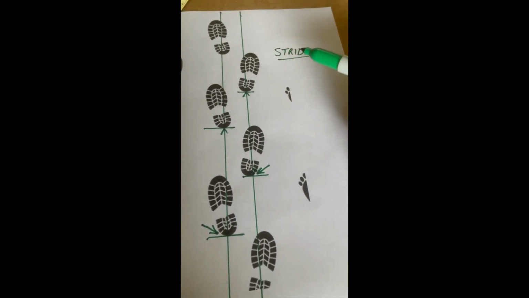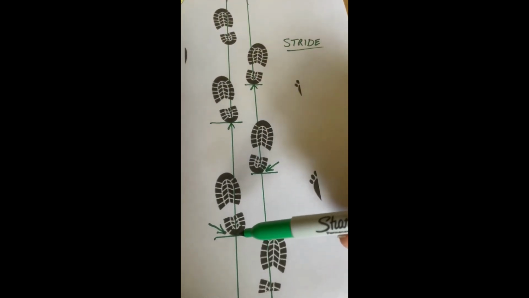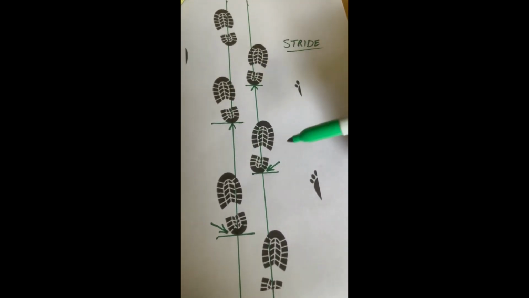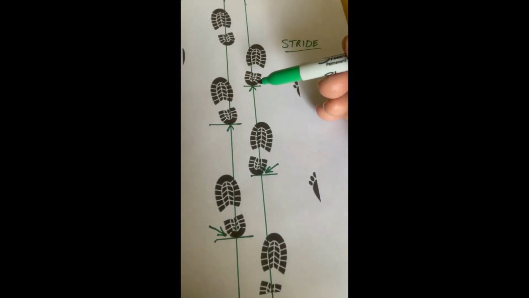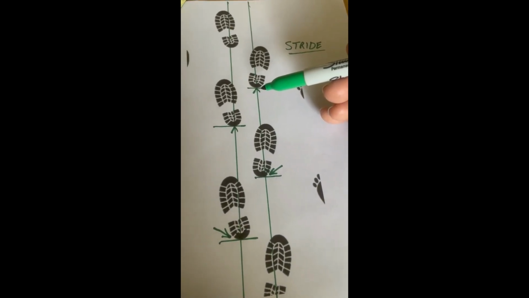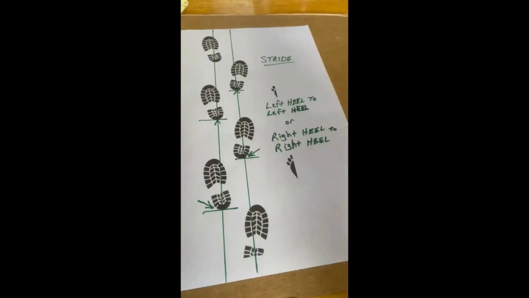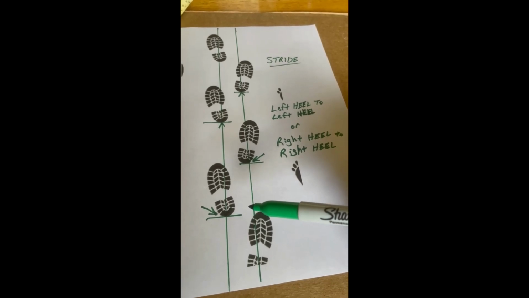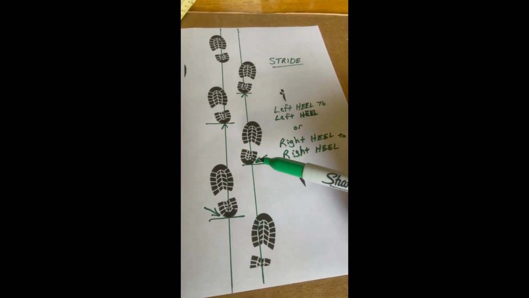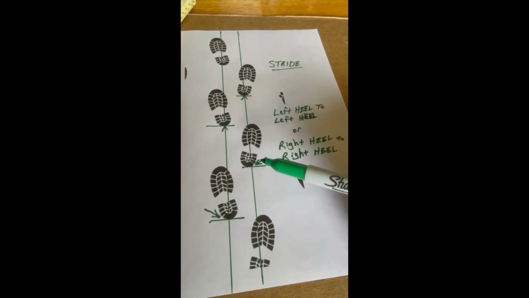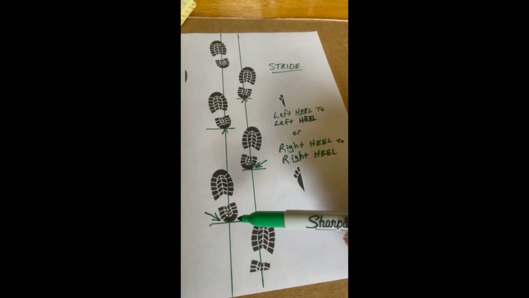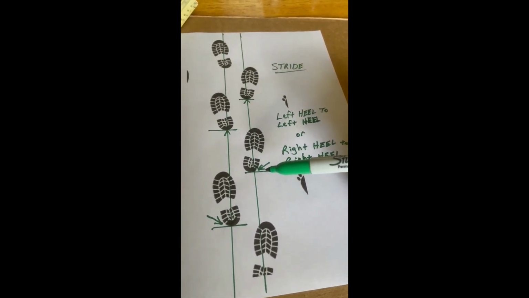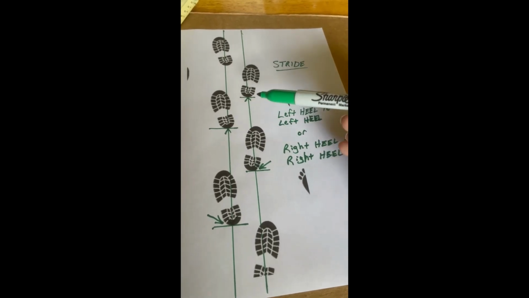Okay, and then measuring the stride is going to be either from the left heel to the next left heel, or from the right heel to the next right heel. That's going to be the stride. So this is easy to get confused. A lot of people say, what was the stride? And they're thinking from one heel to the next heel. But that's actually the step. The stride you want to measure from the same heel to the same heel, like the left or the right.